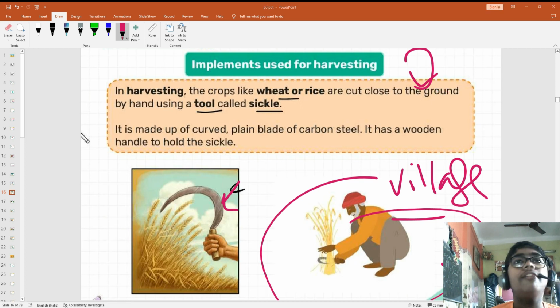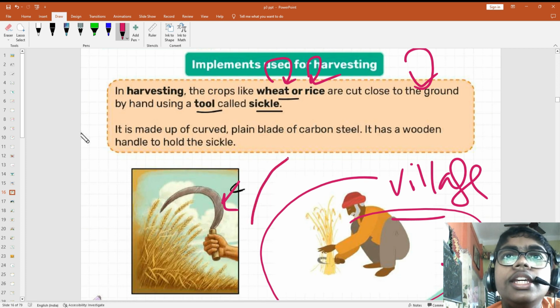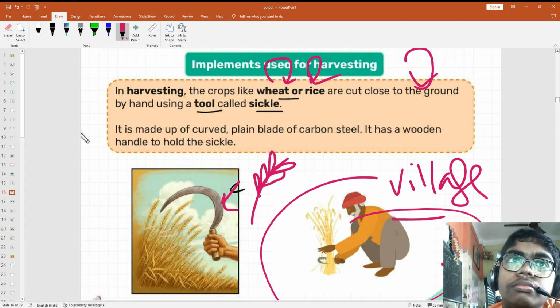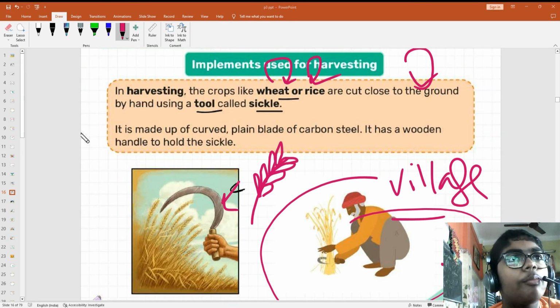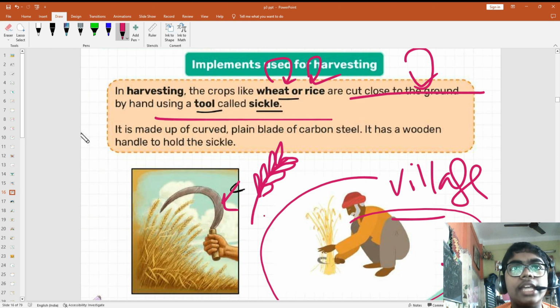So in harvesting, crops like wheat or rice are close to the ground. These are the crops, right? Now when these have to be cut, see, in harvesting crops like wheat or rice, I have drawn wheat here. I cut close to the ground using a tool. We take a sickle and with this part it is cut.